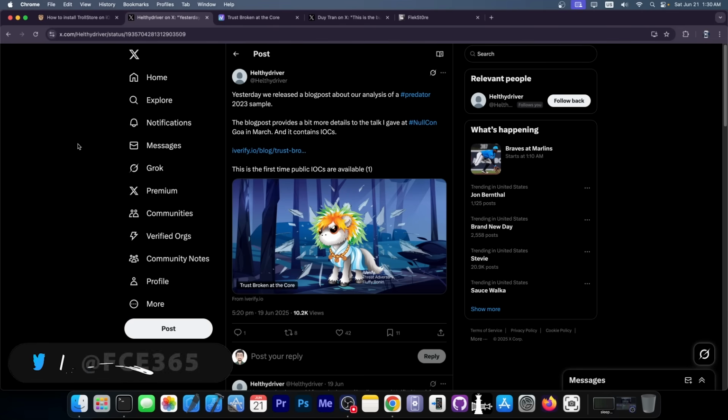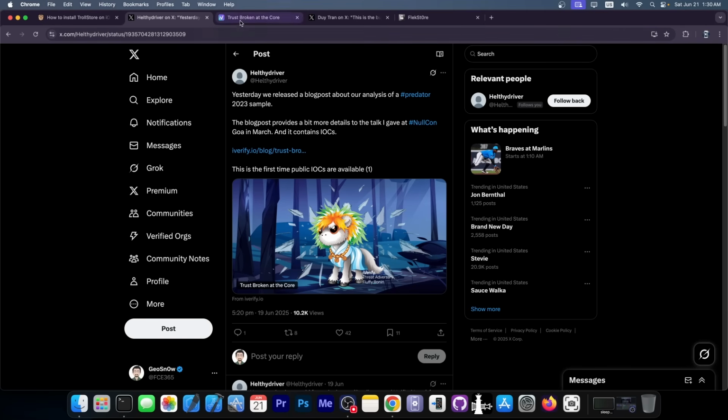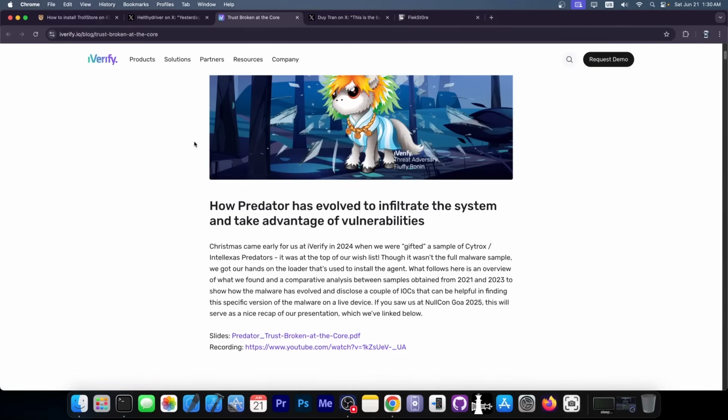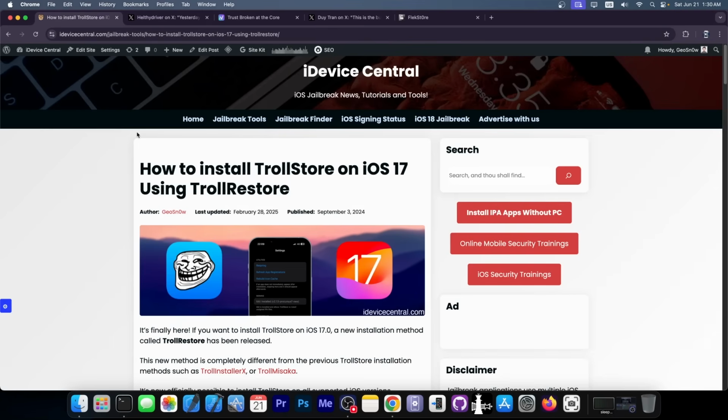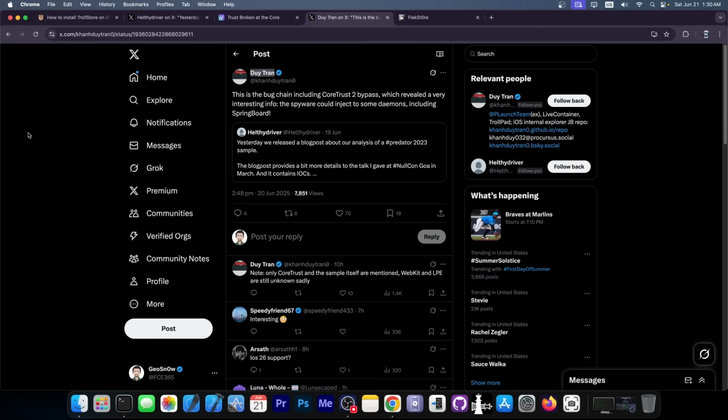The blog post provides a bit more details to the talk I gave at NullCon in March, and it contains IOCs." So if you go ahead here in the blog post, it actually goes in depth about each vulnerability, including the CoreTrust bypass that was actually used in TrollStore, and it's actually quite a wild story. One of the developers in the community also read the blog post, and they said, quote, "This is the bug chain including CoreTrust 2 bypass, which revealed a very interesting info. The spyware could inject to some daemons, including Springboard."